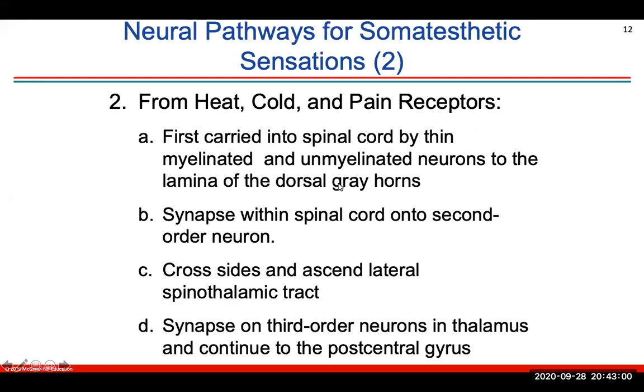So here's a look at some of the pathways from heat, cold, and pain receptors. They're first carried into your spinal cord by thin myelinated and unmyelinated neurons to the lamina of the dorsal gray horns in the spinal cord. They'll synapse there, they'll cross sides, they'll decussate, and they'll ascend the lateral spinothalamic tract, and then they'll synapse in your thalamus and continue on to the brain in the postcentral gyrus.